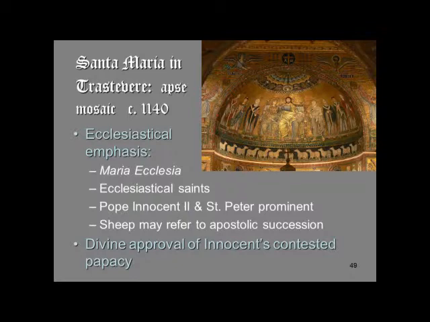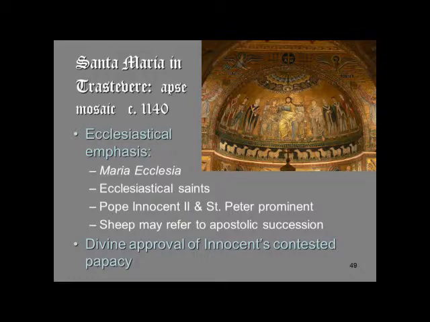Innocent had a problem with his papacy. You may remember that there are times when more than one person claimed to be pope, and various factions supported one or the other. At this time, the Pope was elected by the clergy of Rome. And sometimes there were disagreements.